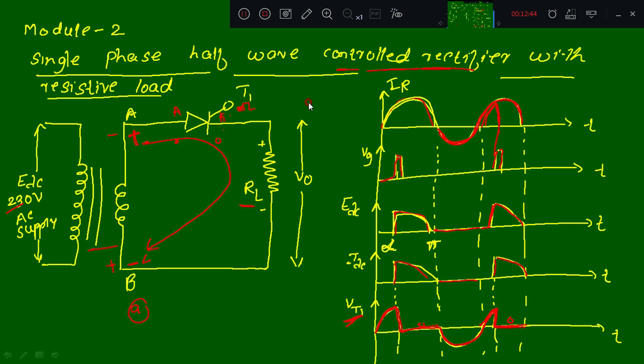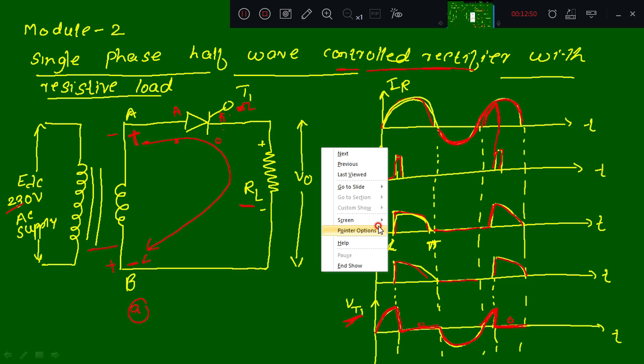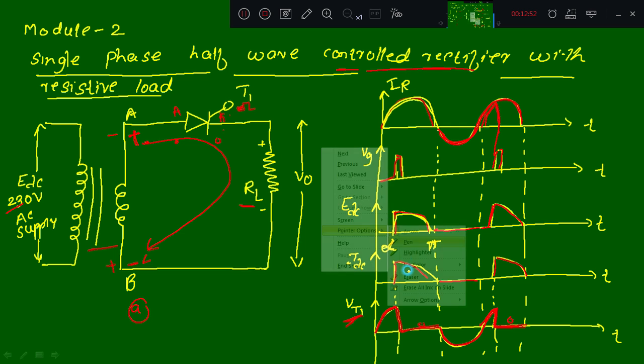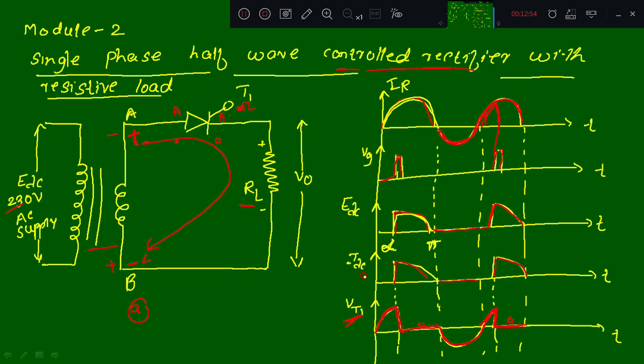I will repeat this once again. This is a single phase half wave controlled rectifier. It is a controlled rectifier because we have control on the output voltage. We can change the firing angle, and when you change the firing angle, the output voltage will change. So it is called a controlled rectifier. For the positive half cycle, after applying the trigger pulse, the thyristor turns on. This is the output voltage and this is the current.